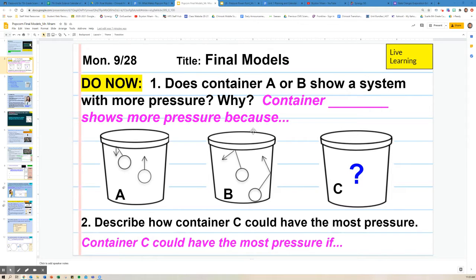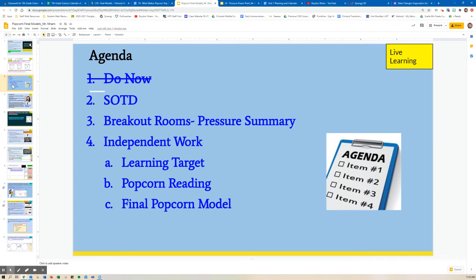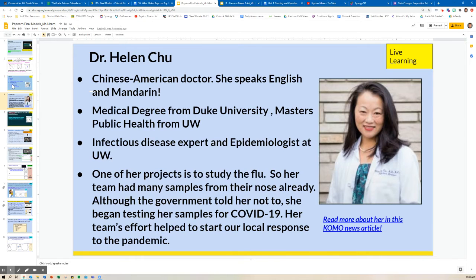Describe how container C could have the most pressure. So I want you to think about clearly A and B have different amounts of pressure, but how can we show that C has the most pressure? Okay. That was your do. Now we're going to go over the scientist of the day, do some breakout groups, and then you have quite a bit of independent work today.